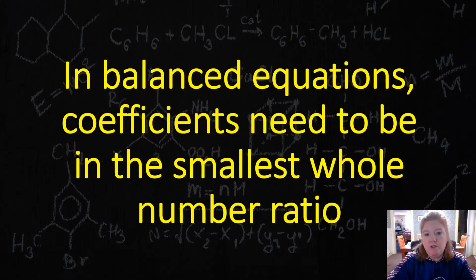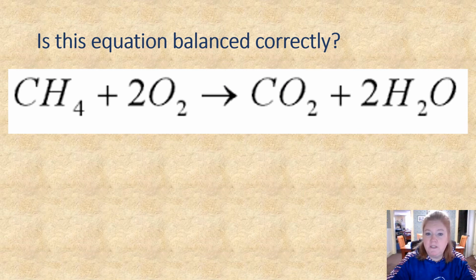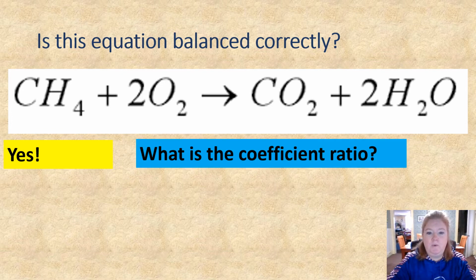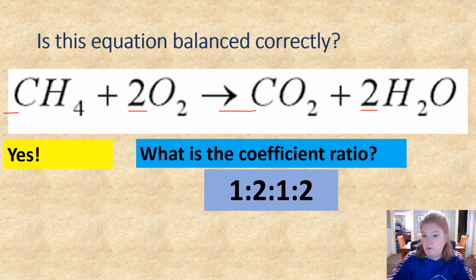In balanced equations, coefficients need to be in the smallest whole number ratio. So is this equation balanced correctly? Well, yes. The same number of atoms of each element on both sides. What is the coefficient ratio? So I just go look at the coefficient in front of each thing. 1, 2, 1, 2. Like that.